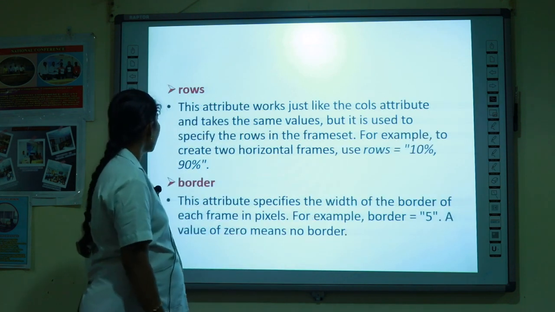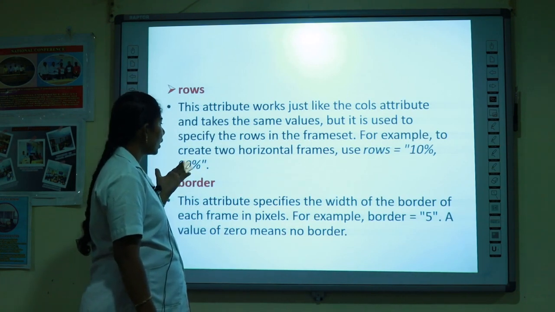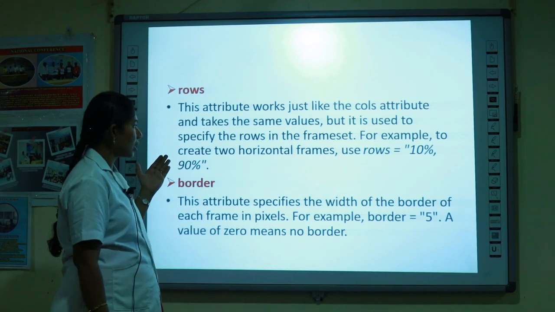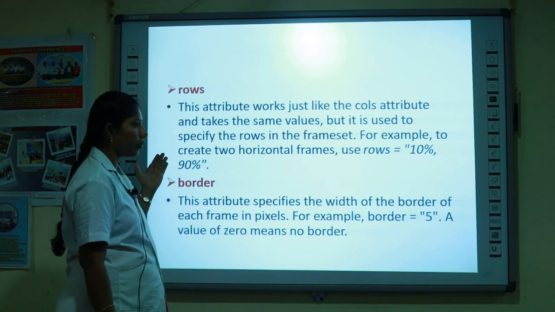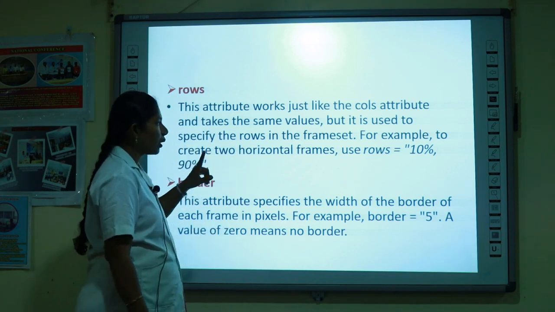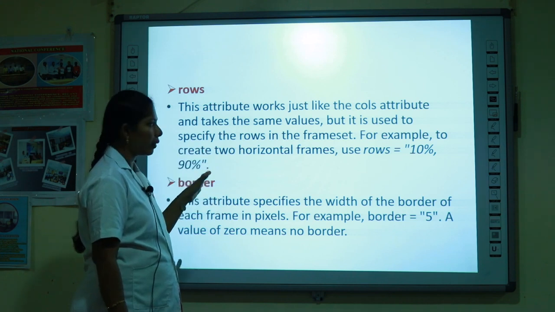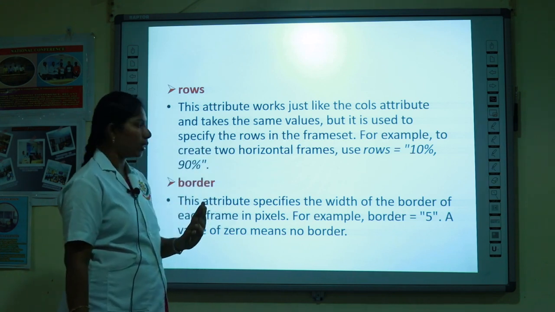Then rows. For rows also we can give the same attributes, the same values which we have used in columns. The only difference is columns will divide the window vertically, whereas rows will divide the window horizontally, that is the meaning.